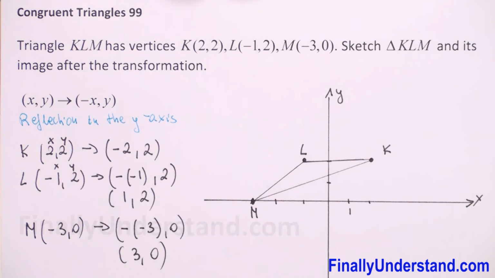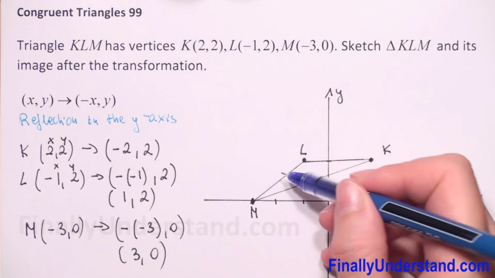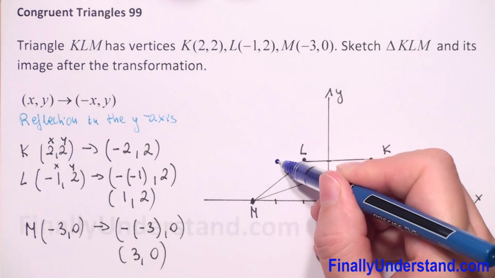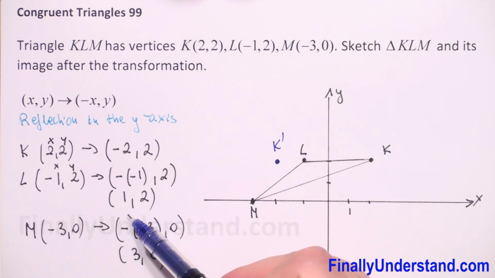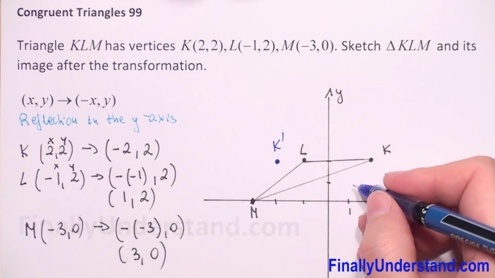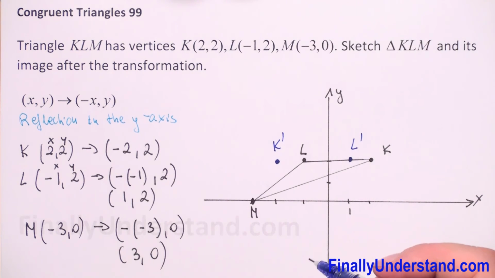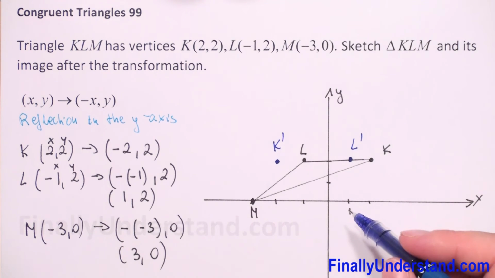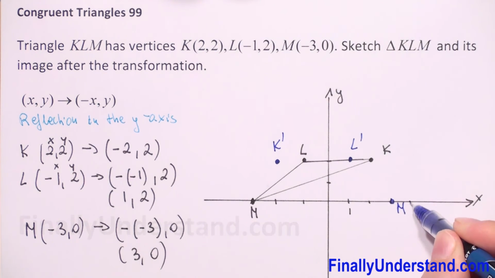So now our triangle will have coordinates (-2, 2). This is our K prime. Let me put L now is (1, 2). This is L prime, and M has coordinates (3, 0). This is our M prime.